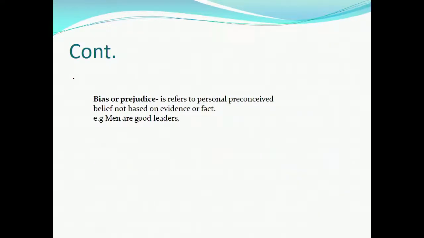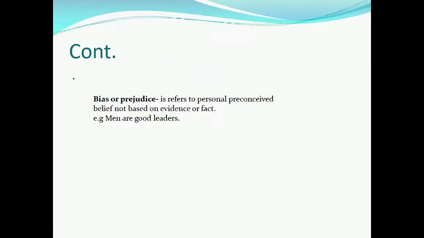We have bias and prejudice. This one refers to a personal preconceived belief not based on evidence or fact. A person will just justify what he thinks, what he believes, but there are no facts around what he is saying that can prove that it is true. For example, if I'm saying that men are good leaders, yes, it might be true that the men I have seen are good leaders, but not necessarily that all men, wherever you find a man, is a good leader. That one is bias and prejudice.